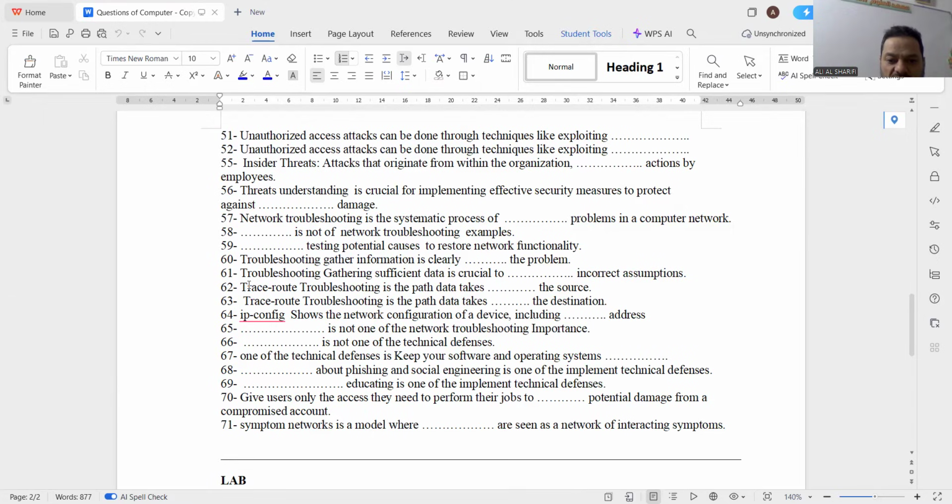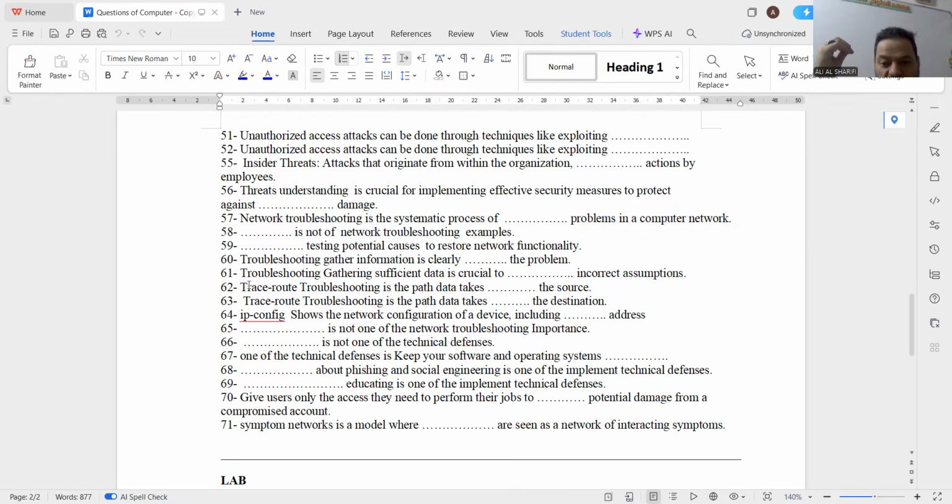IPconfig shows the network configuration of a device, including what address. What is not one of the network troubleshooting importance points? That means you will see some options, like the electric turns off, which is not one of the network troubleshooting importance points. That means you will see some troubleshooting importance, and you should know all of them to be able to choose or write the one that doesn't belong to the troubleshooting importance.